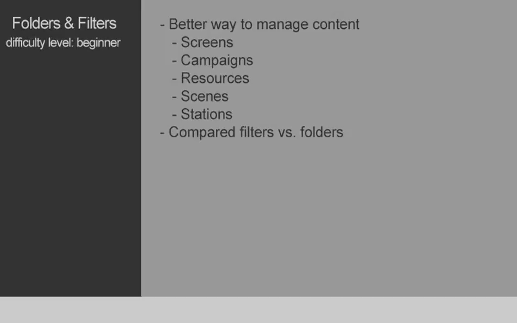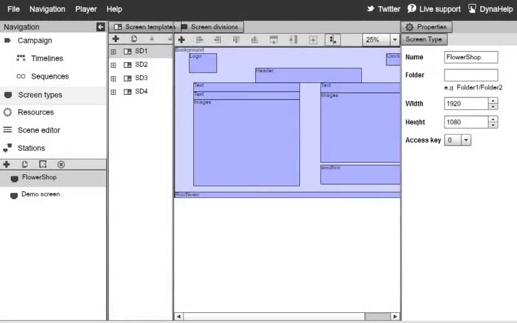In this video tutorial, we're going to talk about folders and filters. With folders and filters, you can find better ways to manage your content. So now here under the screens in the Signer Studio, what I'd like to do is create two separate folders, one for the Flower Shop and one for the demo screen.